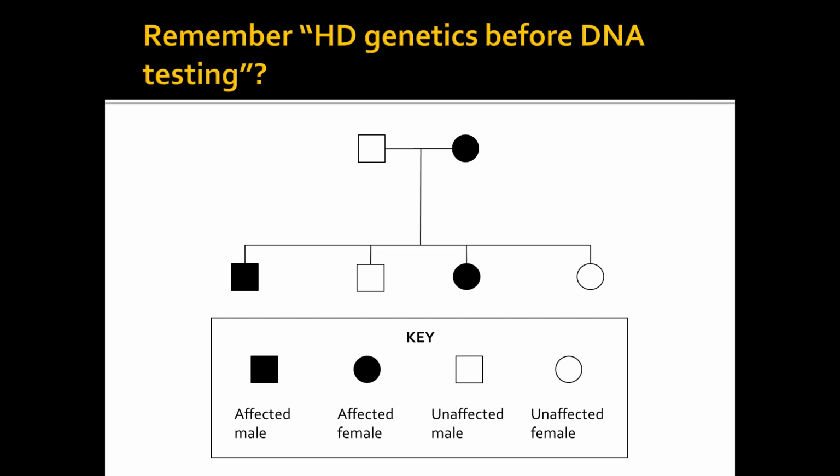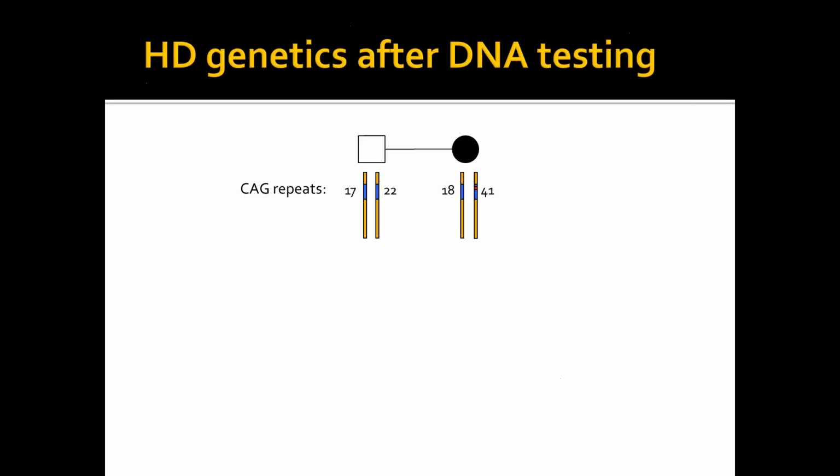Remember the pedigree I showed you before about HD genetics before DNA testing. All we knew was, well, one of the parents is affected, and 2 children end up having Huntington's as well. Well, this is what it looks like after DNA testing with what we know about the CAG repeat. In this case, the square is the father, the circle is the mother. The father has 2 repeats in the normal range, so 17 and 22. And the mother has 1 unaffected normal allele, 18, and a Huntington disease allele, which has 41 repeats.